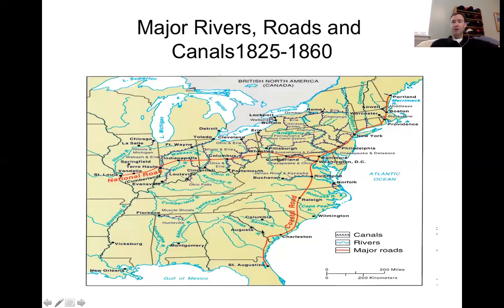That's right, large-scale development of these internal improvements. Okay, so Henry Clay, who, by the way, was from the great state of Kentucky, is going to be the architect, you could say, of this plan that we call the American System. His argument is that we have to focus on a national economy, an economy that is going to basically benefit the whole nation.